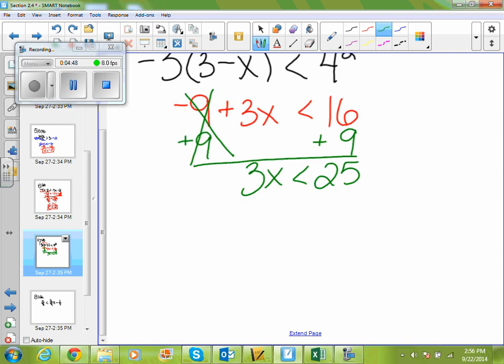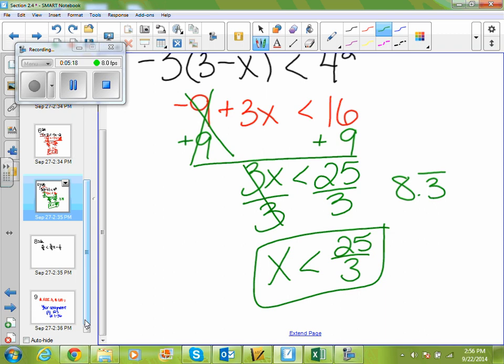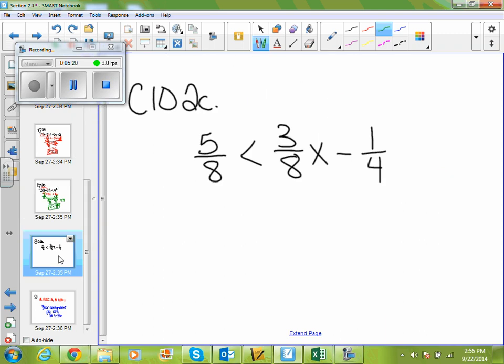Okay, so let's divide by 3, divide by 3. x is less than, 25 doesn't divide evenly by 3, so I'm going to leave it as the fraction 25 thirds. Okay, if you put it in your calculator, it's repeating, I think. So you can just leave it as 25 thirds. Okay. Yes, much easier. I like fractions a lot better.